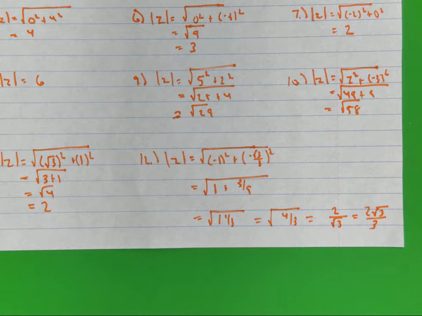Yes. 10, is that supposed to be a 7? Yeah, 7. Okay, I got a z squared. 7 squared plus negative 3 squared, which is 49 plus 9. 58 is broken down to 2 times 29. You can't break that down any further.